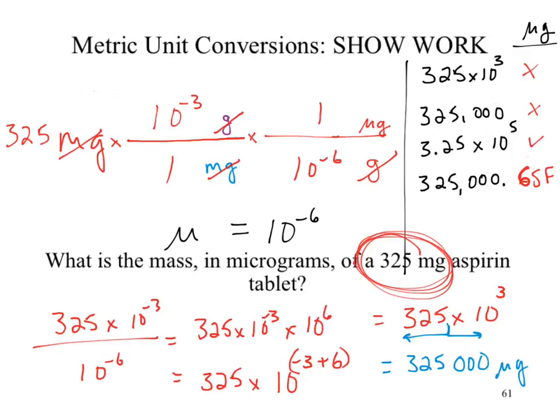Okay. Any questions on that? So the 3.25 times 10 to the 5th. 3.25 times 10 to the 5th is the best answer of those choices. Is that a question? You're just playing with your hands? No? Okay.